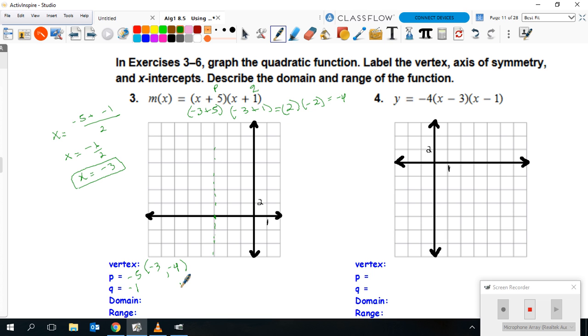So that's a very important point to see. So we know how high or low this is going. We know it's opening up here. So we know also this one opens up because the A number is positive 1. A is equal to positive 1.